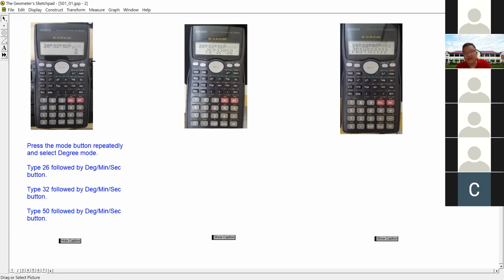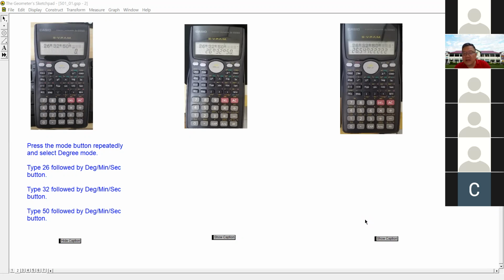Anyone using this model? Don't know. Anyone not using this model? Don't know. Right, never mind. Let's see who is talking. No. You are not using this calculator.